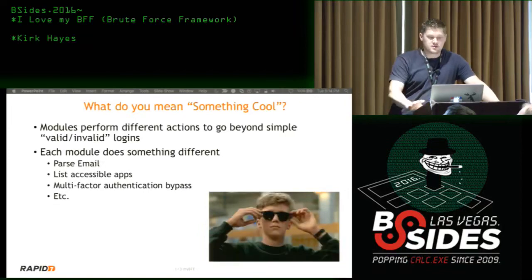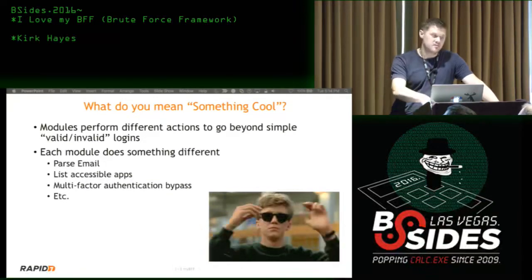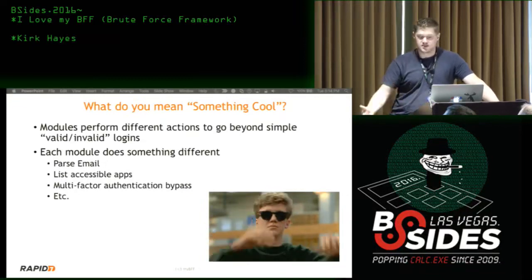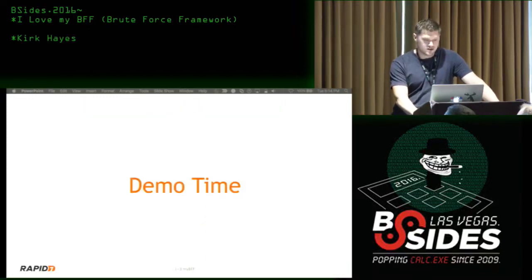For Juniper, we do something cool before the authentication. Often Juniper has multi-factor enabled, but we can usually bypass that depending on how it's set up. So we'll attempt that bypass. We'll see if that works, and if it does, then we'll do our brute forcing against that. And so each module is like that, something different. So we'll go into a quick demo, just a little bit of that.